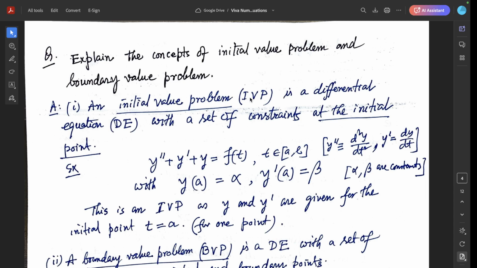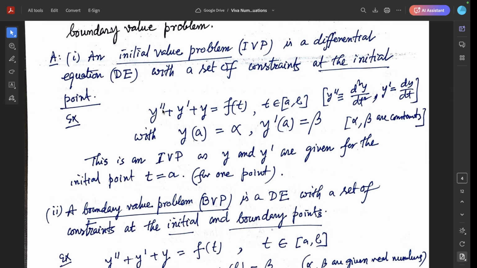Next question: explain the concepts of initial value problem and boundary value problem. An initial value problem, IVP, is a differential equation with a set of constraints at the initial point. Example: y'' + y' + y = f(t). That is, y'' means d²y/dt² and y' is dy/dt, and t belongs to the closed interval [a, b] with the initial conditions y(a) = alpha and y'(a) = beta. Here alpha and beta are real constants.